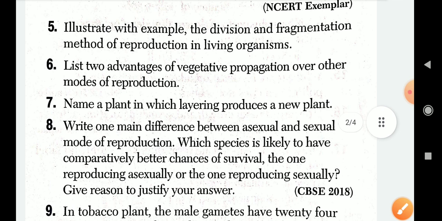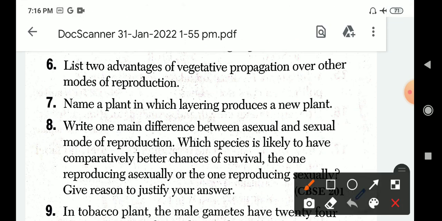Okay, now next is, list two advantages of vegetative propagation over other modes of reproduction. Vegetative propagation, we all know, is a type of propagation where any plant part gives rise to a new plant. It depends on the plant which part will grow into a new individual. Every part cannot grow, but in some plants only certain parts grow. Some grow from the stem, some can grow through the roots, and some through the leaves also, right?